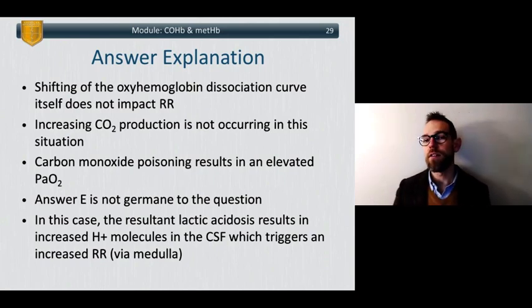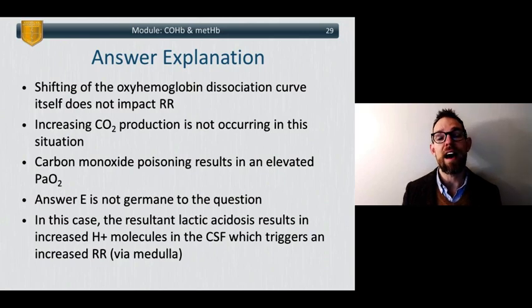In this case, we do have lactic acidosis being produced because we have tissue that is not receiving adequate oxygen concentration. So it goes into anaerobic metabolism, developing lactic acidosis. When you have elevations in lactic acidosis, you have increases in hydrogen ions in the CSF. Those increasing hydrogen ions in the CSF are detected in the medulla, which triggers an increase in respiratory rate.